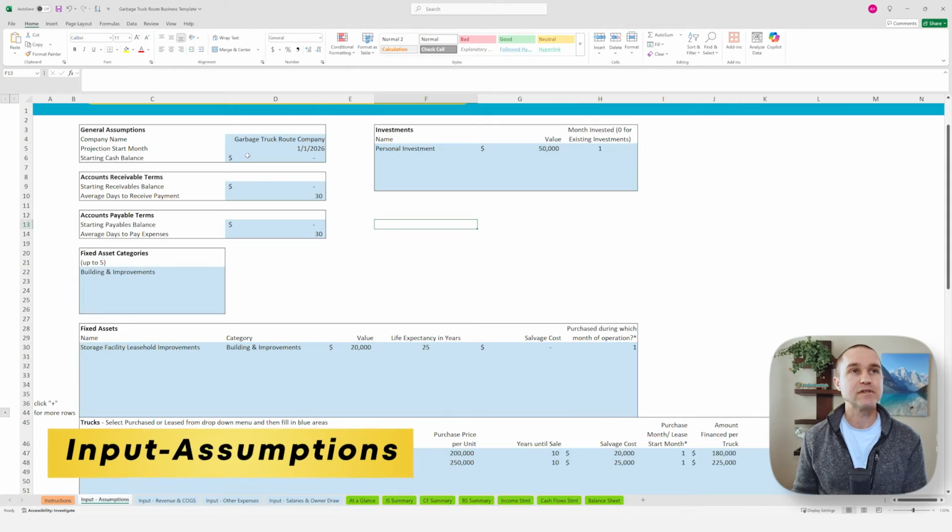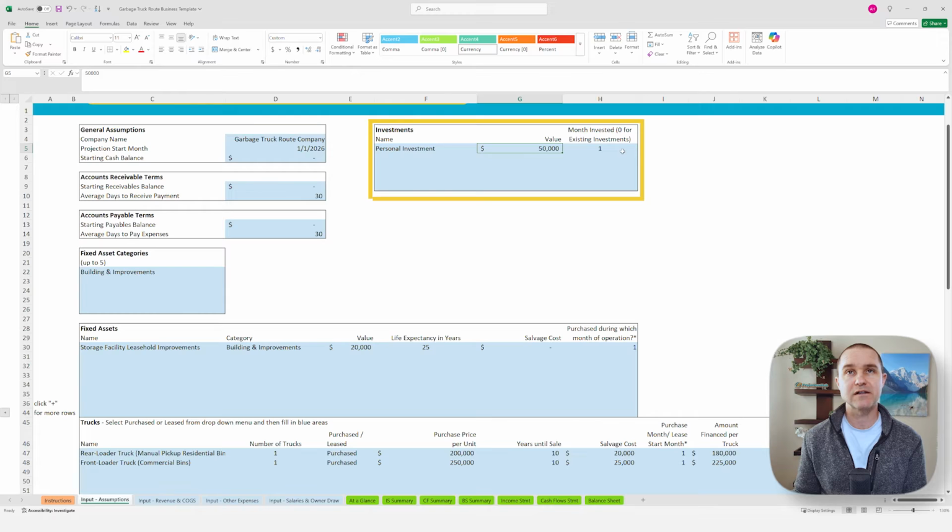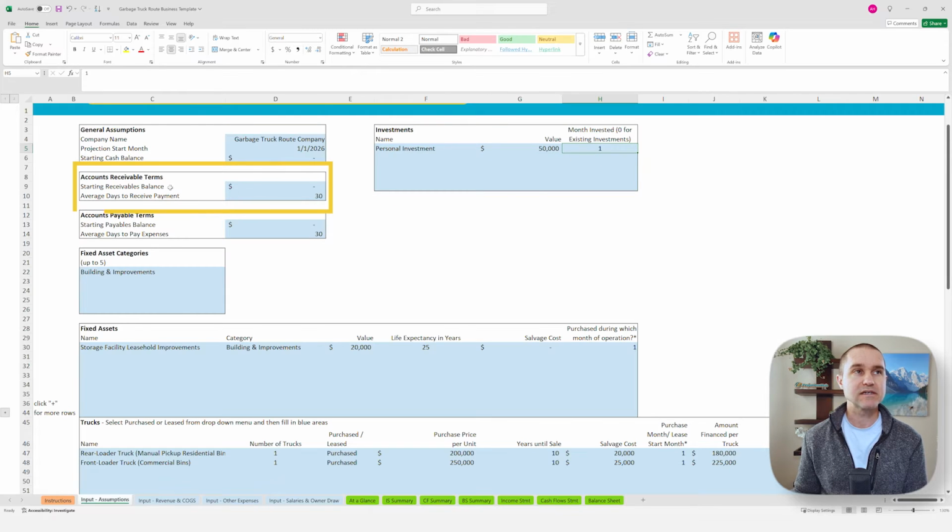All right. So we're going to assume this is a startup garbage truck route company. So you're buying a garbage truck and you're going out and you're selling and trying to pick up customers, and it's an independent garbage truck, right? So we're going to say our starting cash balance is 0 because it's a startup. Let's say you're going to put in a personal investment of $50,000 here in month 1. Now, accounts receivable terms. So this is how long is it going to take your customers to pay you?